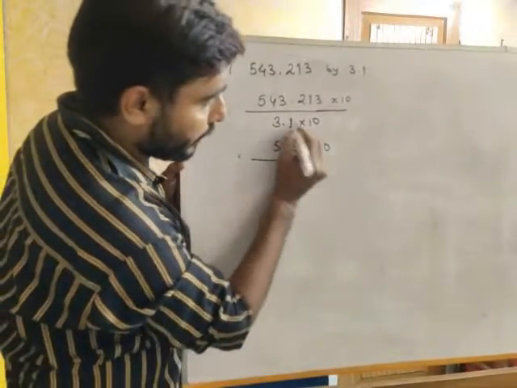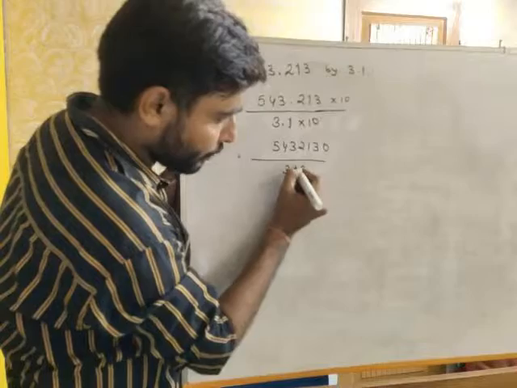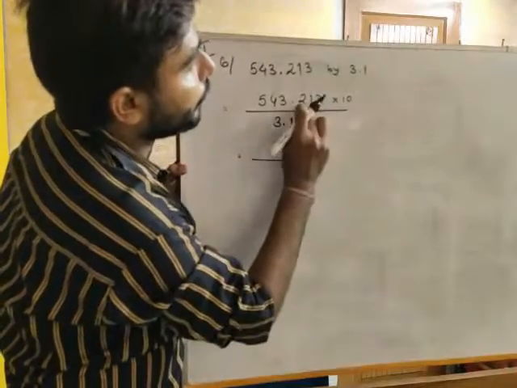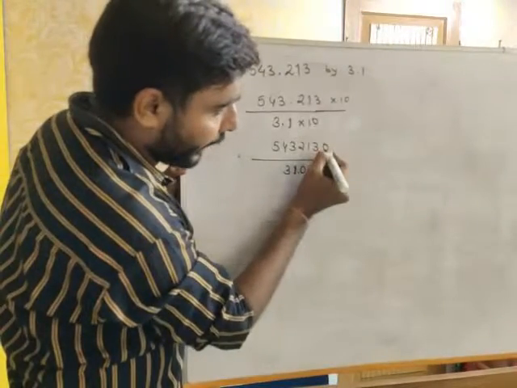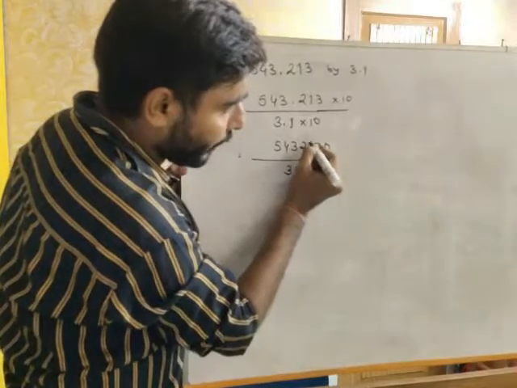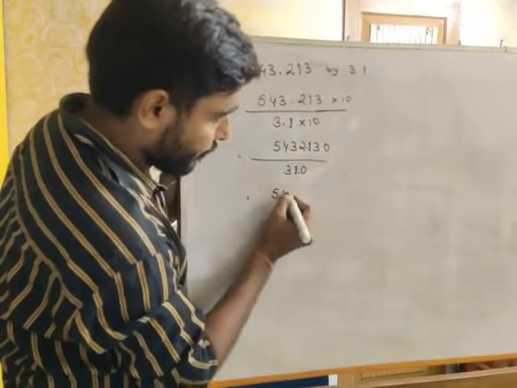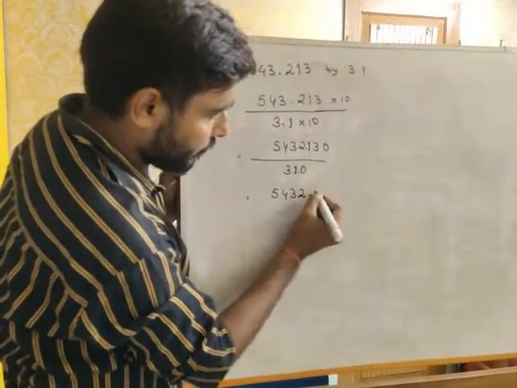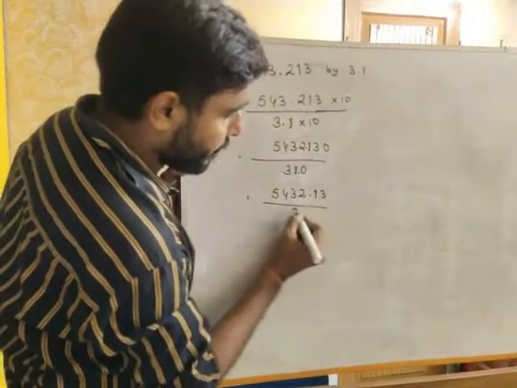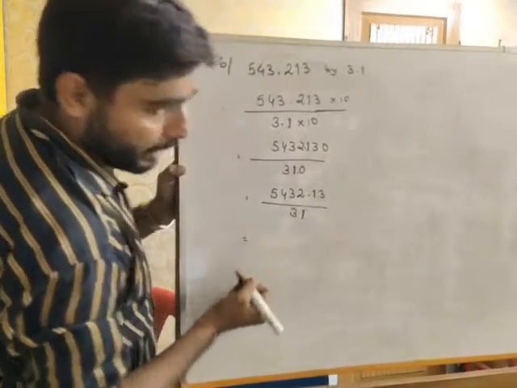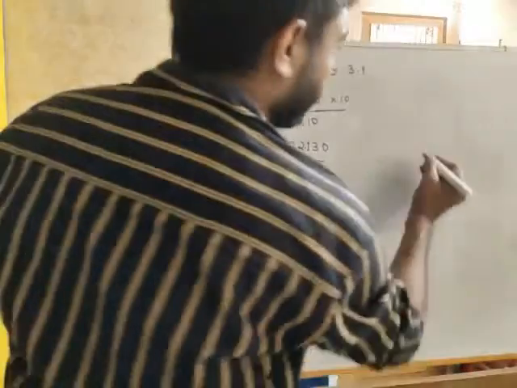So now it's time to see for the decimal. Okay, so after decimal one digit, so one digit from the end, the decimal will be placed, 1 2 3, so 3 digits from the end, so it will become 5432.130 divided by 31. Now it's time to divide.